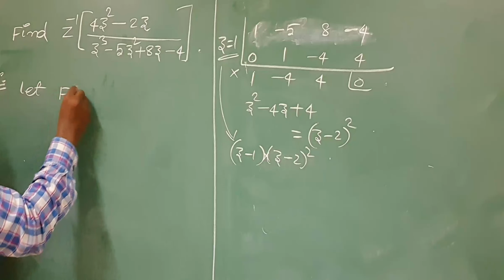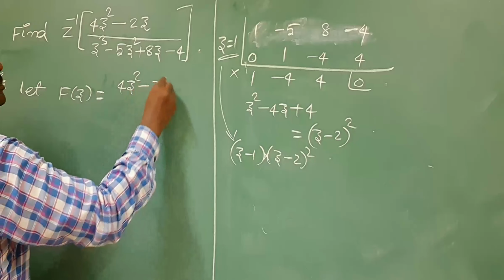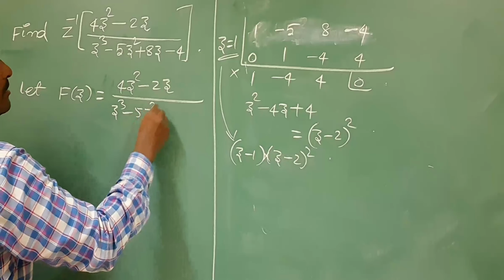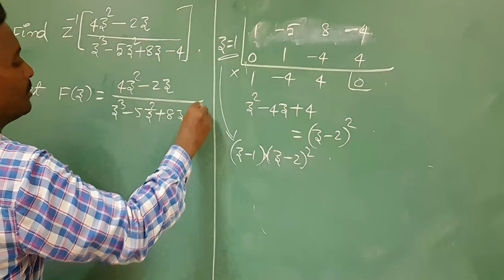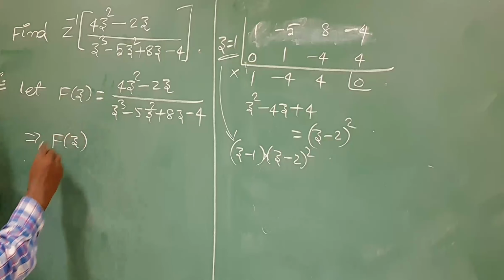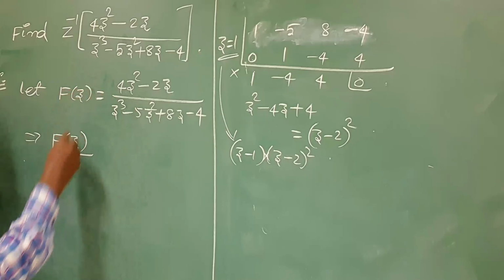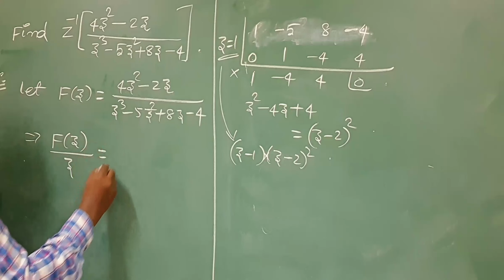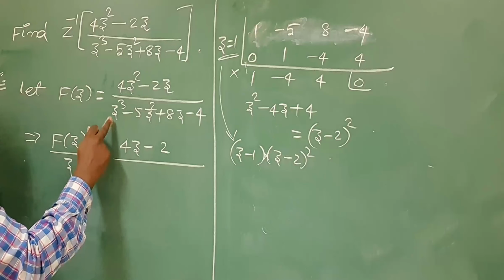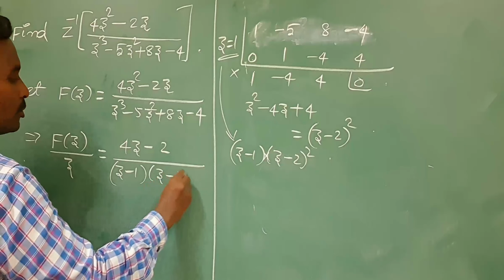So let us write the given function as f of z, (4z square minus 2z) by (z cube minus 5z square plus 8z minus 4). That implies f of z, divide by z on both sides. Here also z is a common term in the numerator, so that z will be cancelled. So f of z by z is equal to (4z minus 2) by, what are the factors of the denominator? Z minus 1 into z minus 2 whole square.